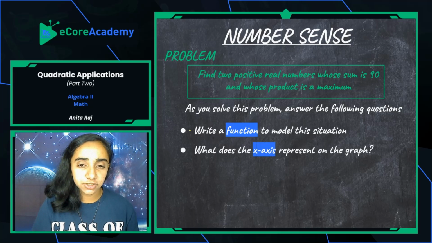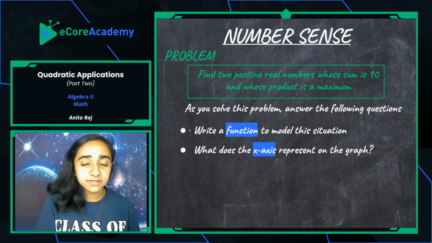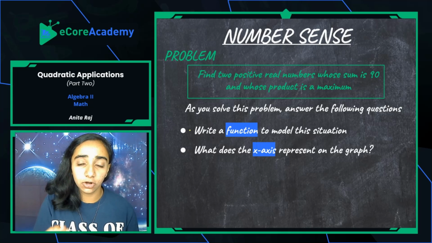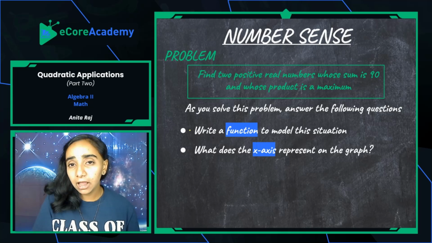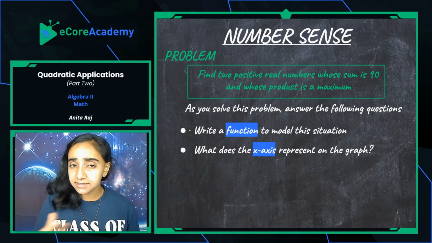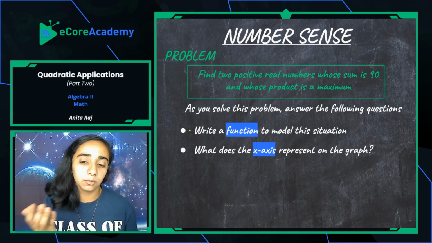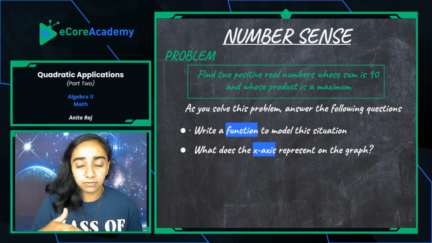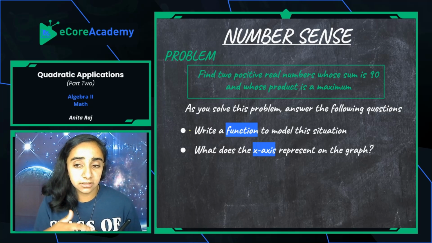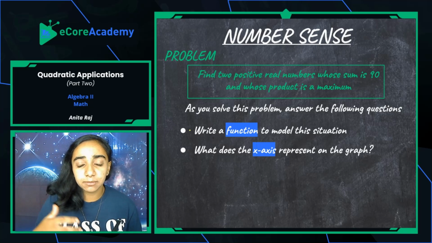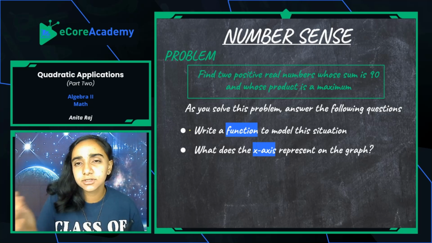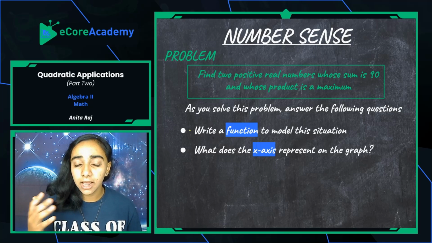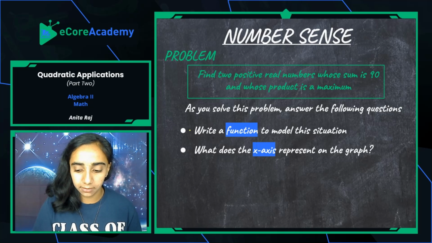Then we're going to be answering the question, what does the x-axis represent on the graph? Obviously, if we have a function, we can graph it on a coordinate plane. When we graph it, this question is asking about the x-axis. Relative to this problem, what does the x-axis represent? What value does the x-axis represent? Does it represent the sum 90? Does it represent the product, which is a maximum? Does it represent one of the 2 positive real numbers? Or does it represent something else entirely? As we go through the problem, you'll understand what we're talking about.